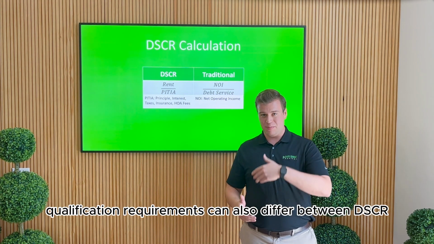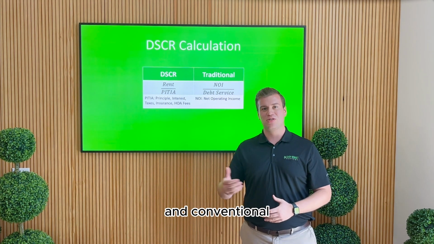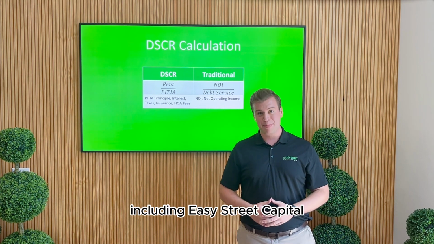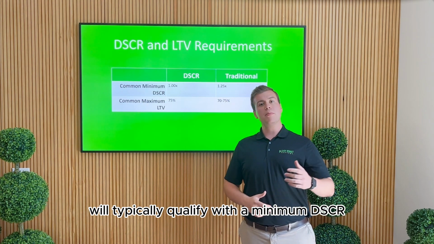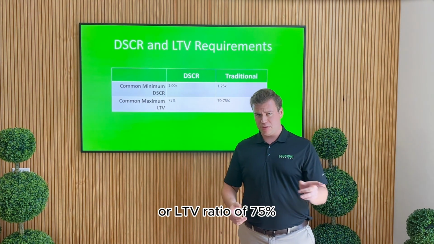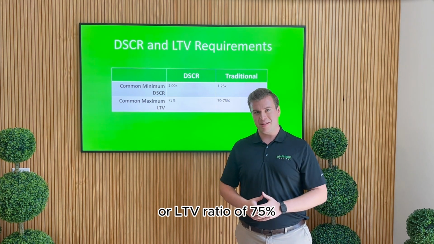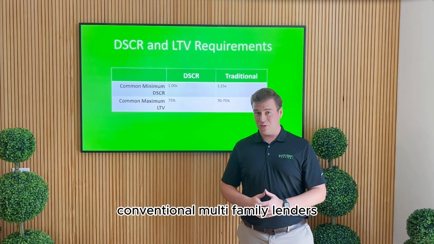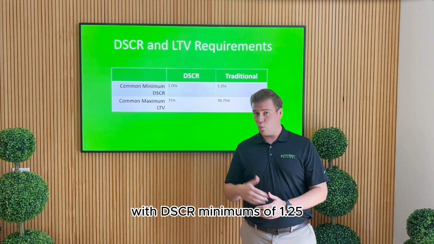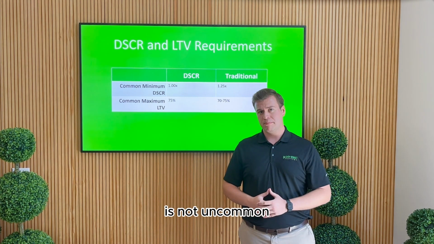Qualification requirements can also differ between DSCR and conventional multifamily lenders. DSCR lenders, including Easy Street Capital, will typically qualify with a minimum DSCR as low as 1 and a maximum loan-to-value, or LTV, ratio of 75%. On the other hand, conventional multifamily lenders may have requirements with DSCR minimums of 1.25, which is not uncommon.